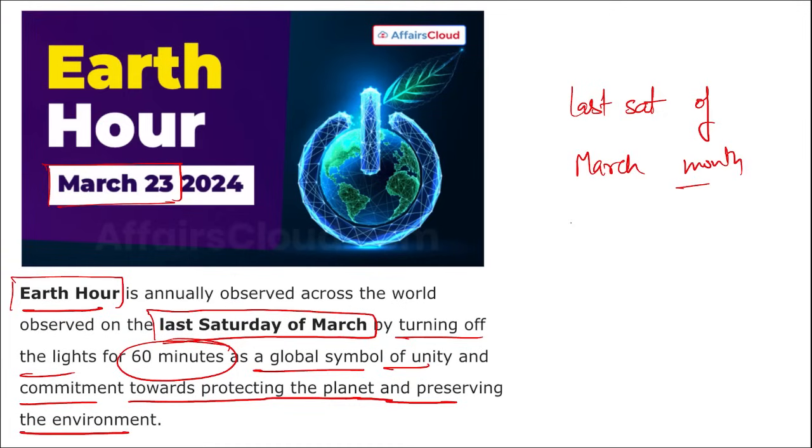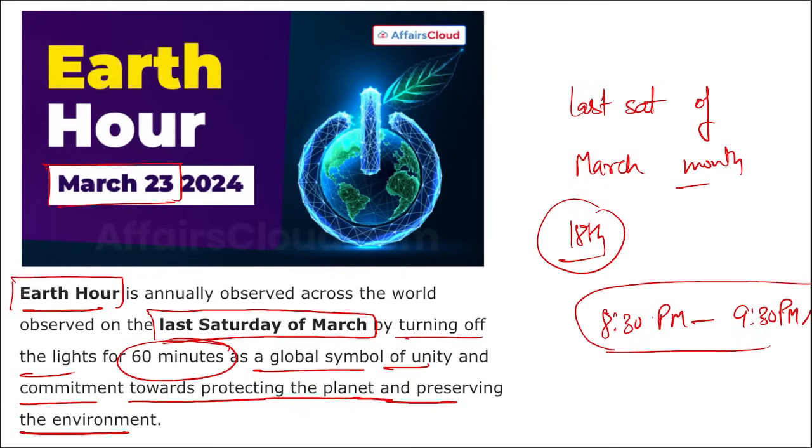Next, and remember this Earth Hour, this was the 18th year that we observed the Earth Hour, and generally it is between 8:30 p.m. to 9:30 p.m. we switch off the light in order to celebrate this Earth Hour.